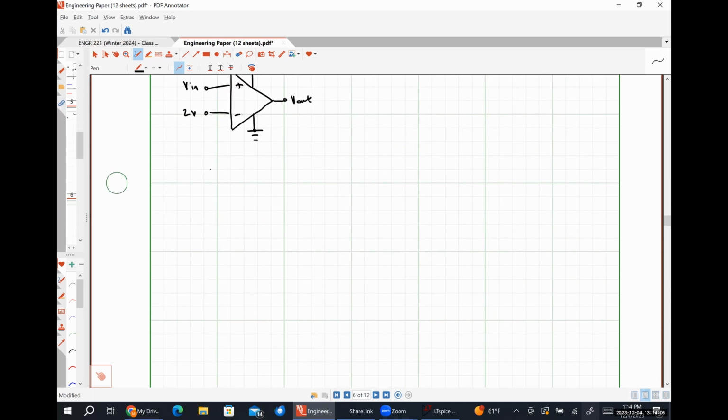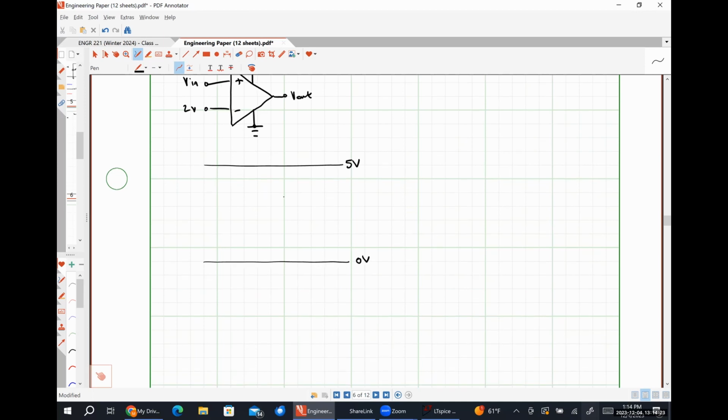So this is going to be my VCC plus rail. This one's going to be at 5 volts. This one's going to be at 0 volts or ground. I'm going to put my op amp here in the middle.